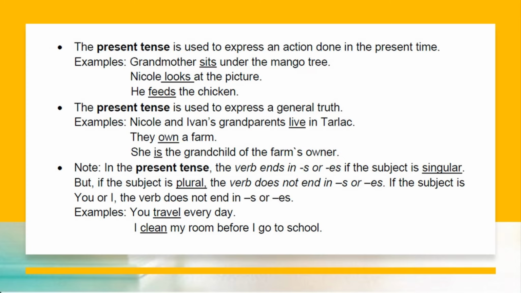Note: in the present tense, the verb ends in s or es if the subject is singular. But if the subject is plural, the verb does not end in s or es. If the subject is you or I, the verb does not end in s or es. Examples: You travel every day. I clean my room before I go to school.